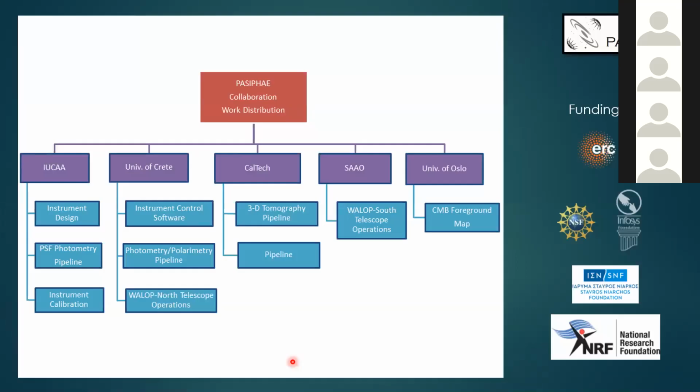Before I dive into the design itself, I just wanted to share with everyone about the collaboration. It's a collaboration between 5 institutes spread over 4 continents. IUCAA in India is involved in the instrument design, photometry pipeline, and instrument calibration. University of Crete in Greece is involved in instrument control software and the data reduction pipeline, and Caltech is involved in the 3D tomography pipeline. SAAO in South Africa is involved in the telescope operations, and University of Oslo is involved in the CMB foreground maps using this stellar polarimetry data.